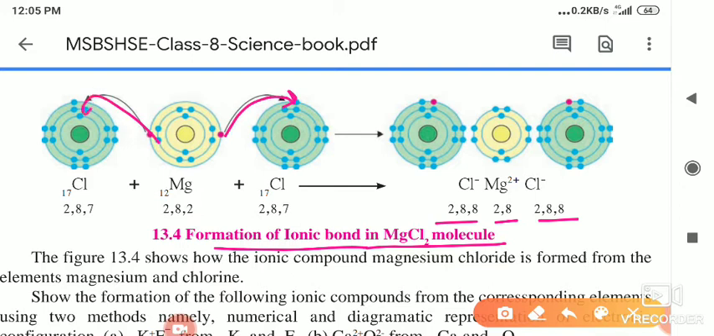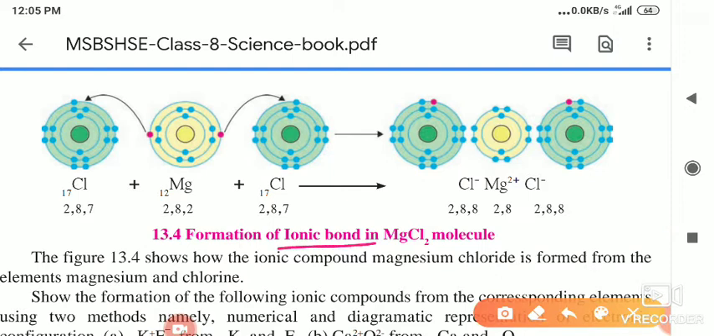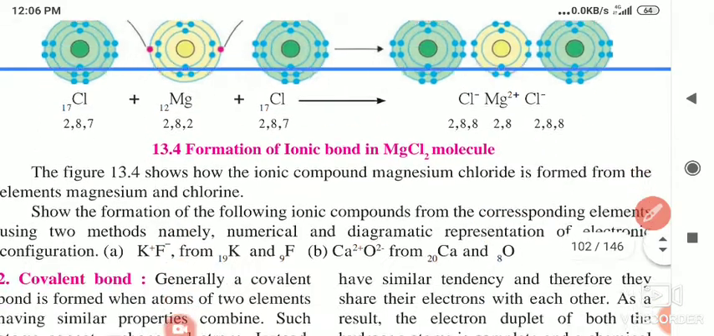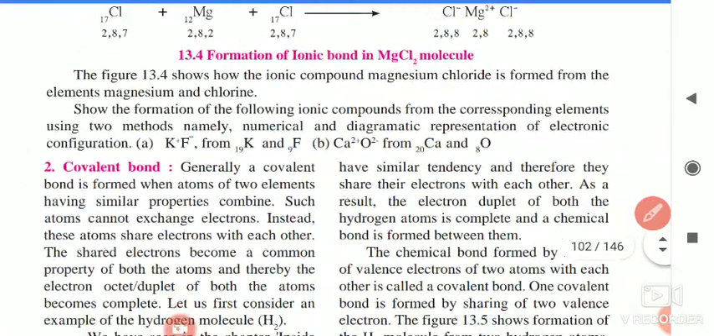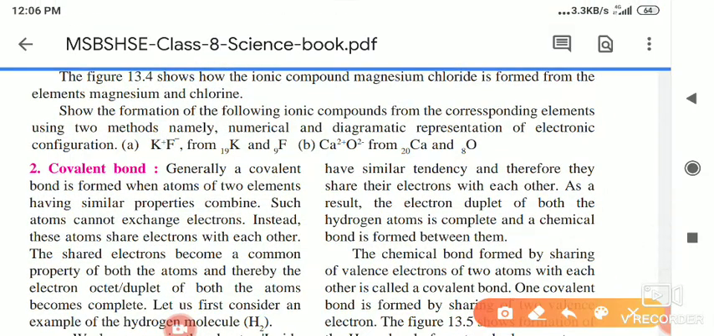Here, if you see, the magnesium donates the electrons and chlorine receives the electrons. There is no sharing of electrons between them, and that's why this is called an ionic bond. Now Figure 13.4 shows that the ionic compound magnesium chloride is formed from the elements magnesium and chlorine.